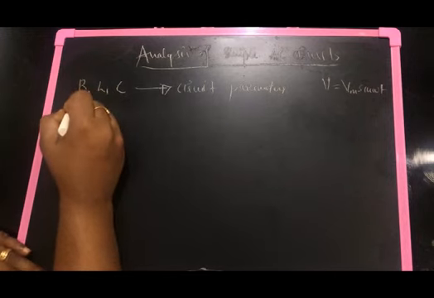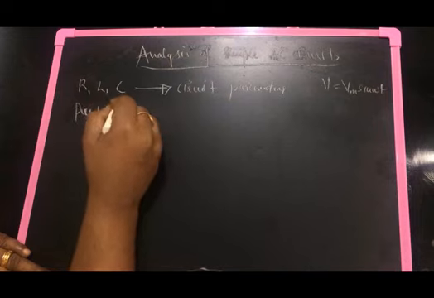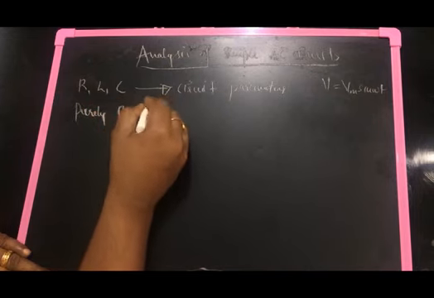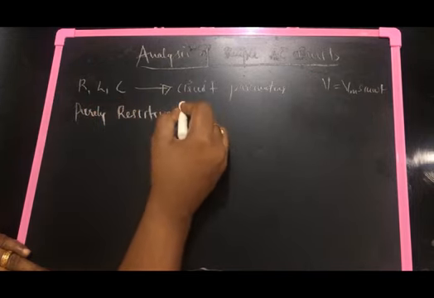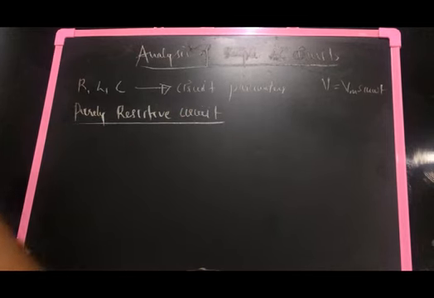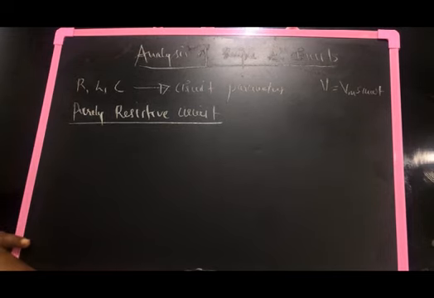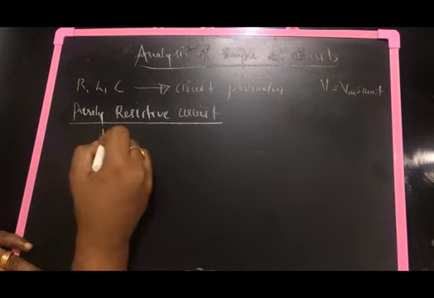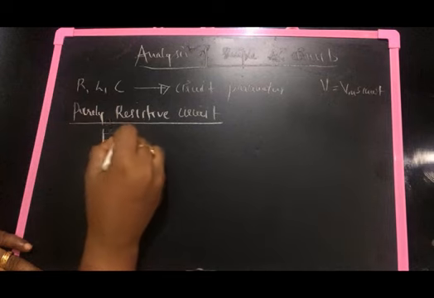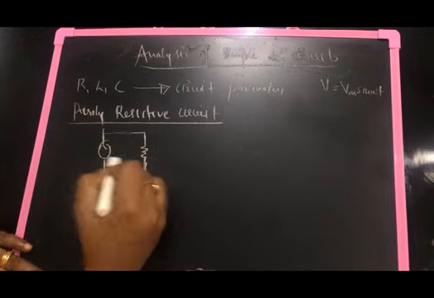So let's check the analysis of the circuit elements. The first one is analysis of a purely resistive circuit. What does a purely resistive circuit mean? That is a circuit which contains only resistance. So let's draw a purely resistive AC circuit.